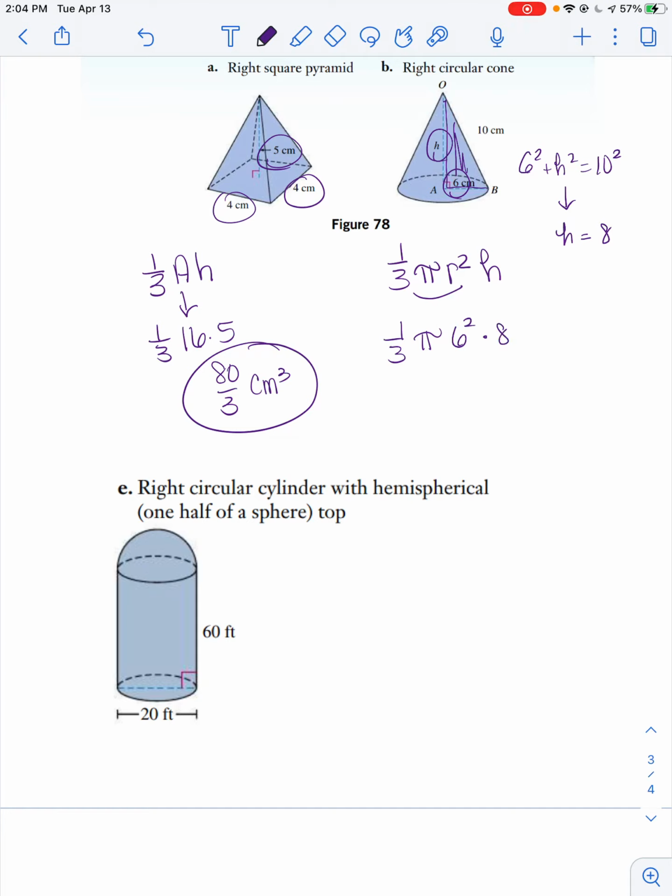So my height is 8. When I multiply that out, I end up with 1/3 times 36 times 8, or 96 pi centimeters cubed. Again, volumes are all centimeters cubed units.